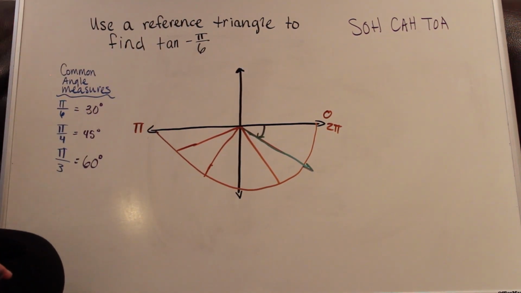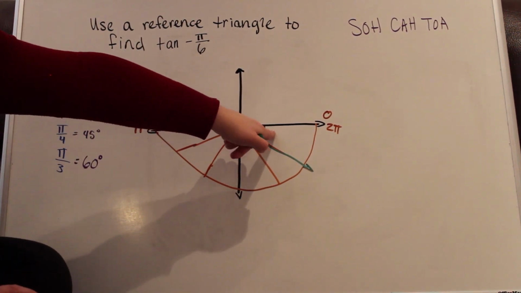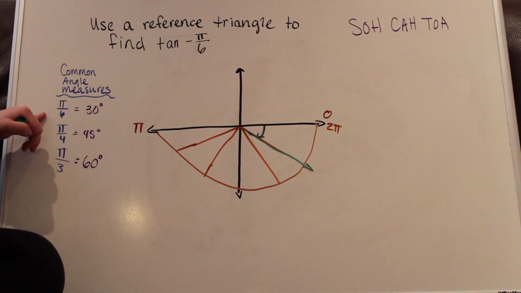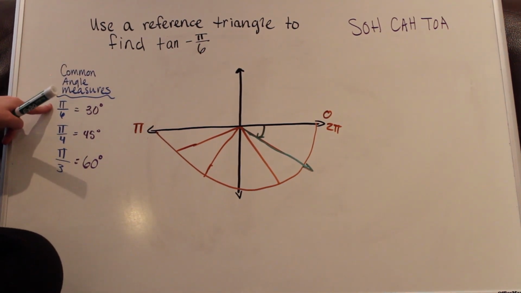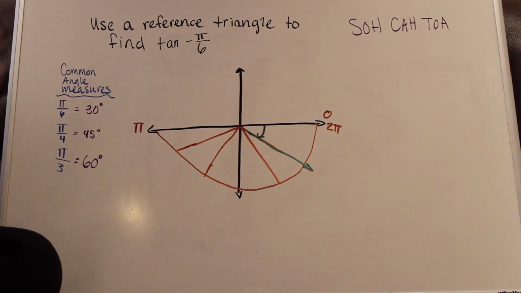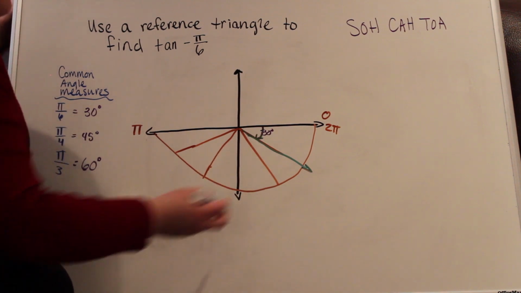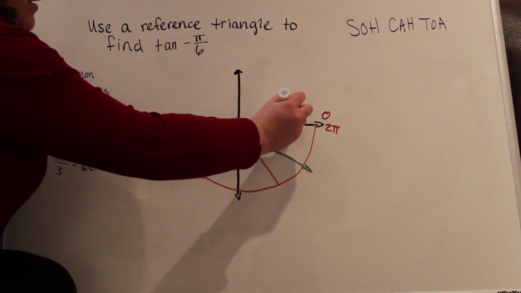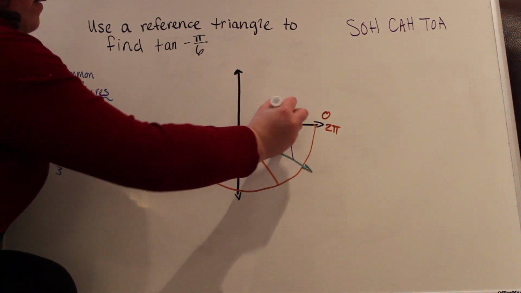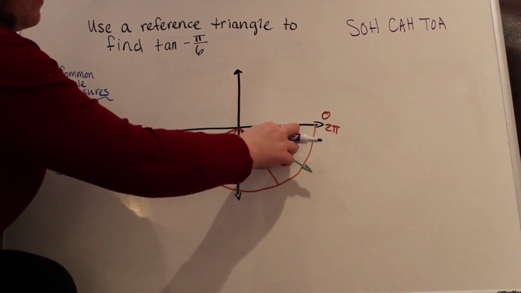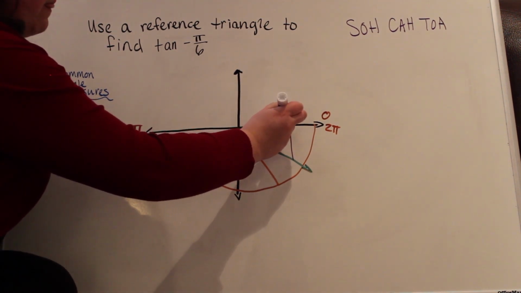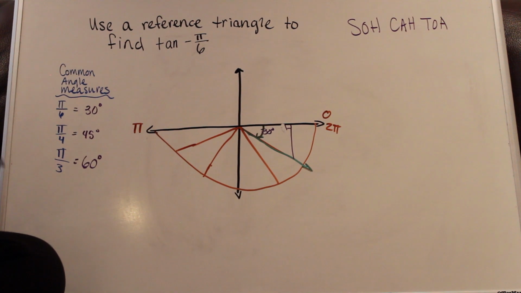Now we already know that that value right there is -pi/6. So we already know our reference angle. Our reference angle is also going to be pi/6 or 30 degrees. So if we draw our perpendicular line, we've made ourselves a 30, 60, 90 triangle.